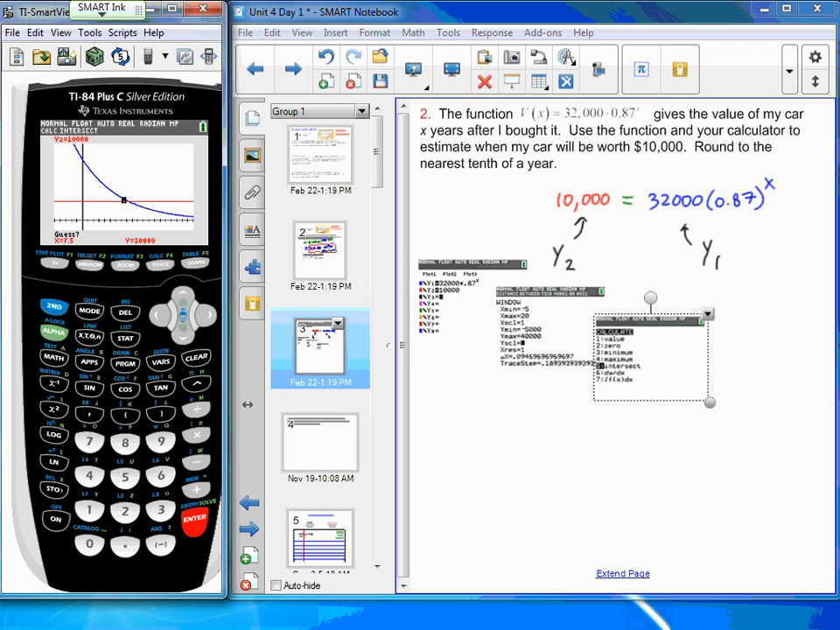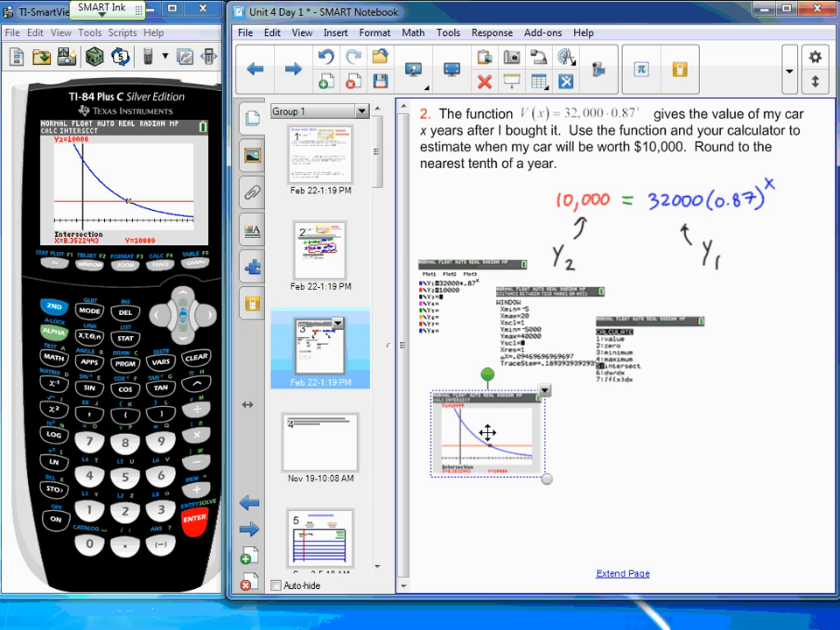It looks like there's only one point of intersection, so I don't need to toggle back and forth with my left or right arrow keys. Sometimes you do need to. So I'll press enter a third time for a guess, and voila! The calculator cursor will jump on at the point of intersection and tell us the x coordinate, about 8.352, is paired with the y coordinate 10,000. So it looks to me like we've got our approximation.